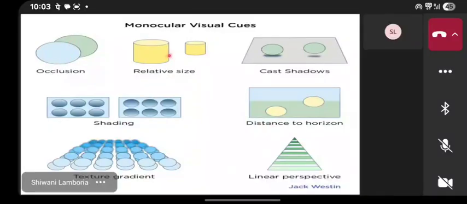If two objects are of the same size but placed near or far, the farther object appears smaller. If we put an object close to the surface, then it casts a shadow. With distance to the horizon, the height is seen: the object which is above is seen at a farther distance. And linear perspective is when two parallel lines are seen touching each other when seen at infinity.